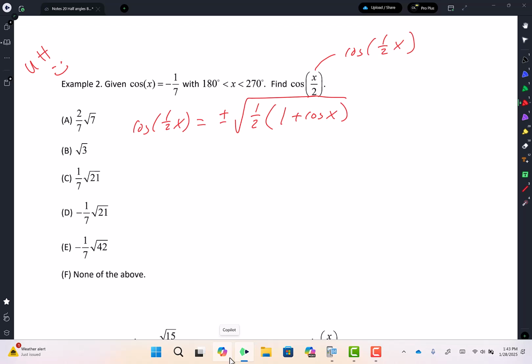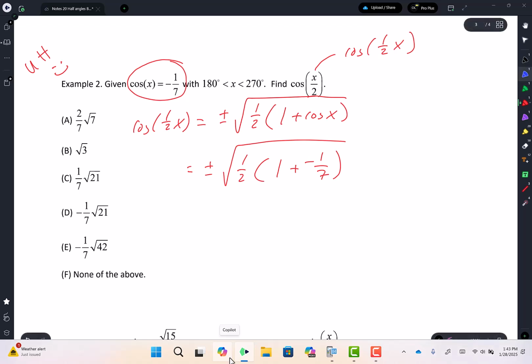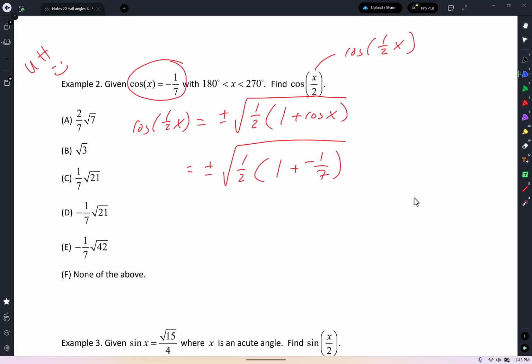All right, here we go. Look, I already got cosine x, guys. You don't have to do any more work. You're just going to go plus minus square root 1/2 parenthesis 1 plus, and cosine x is negative 1/7. So if you want to turn that plus to a minus and then not have a negative in the front, that's fine. Whatever works for you. What feels right here, guys? What should we do with that 1? What feels right? 7/7. See? You guys are nerds.